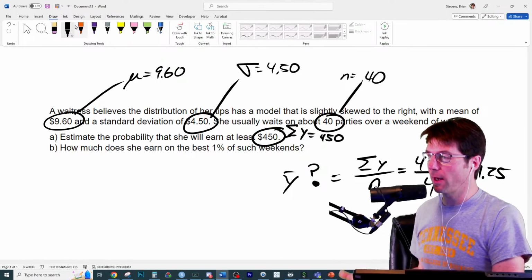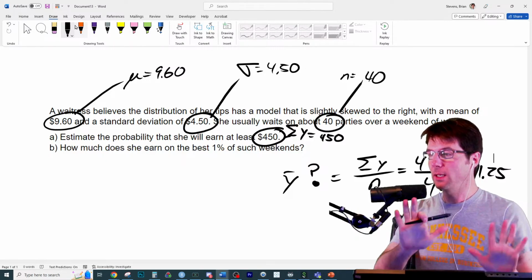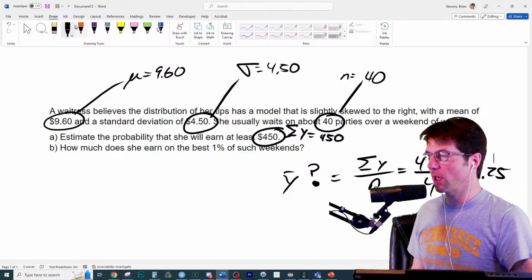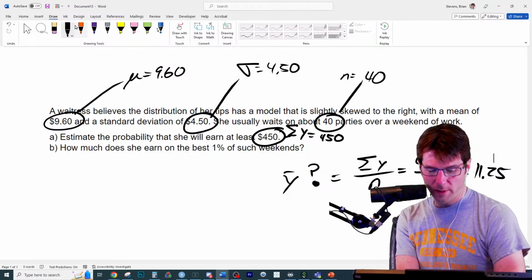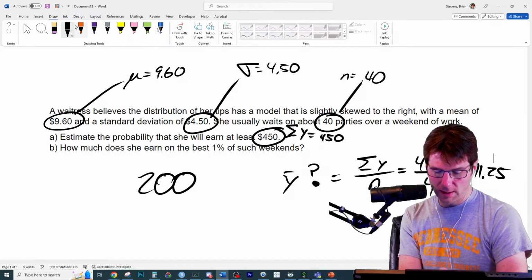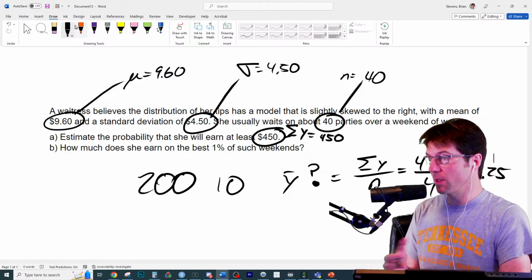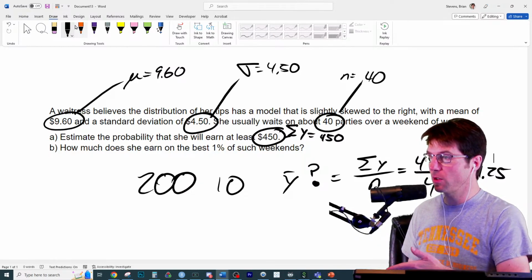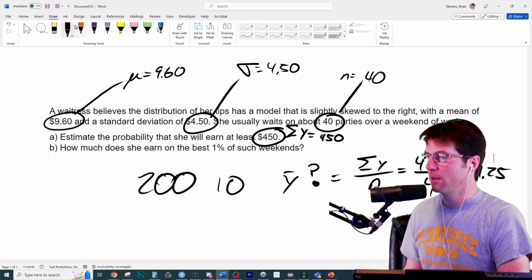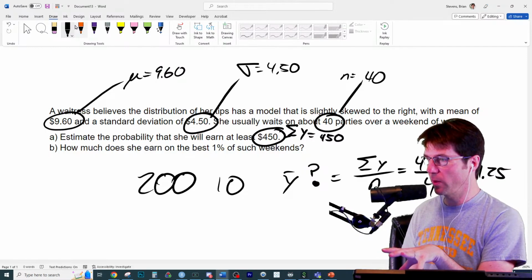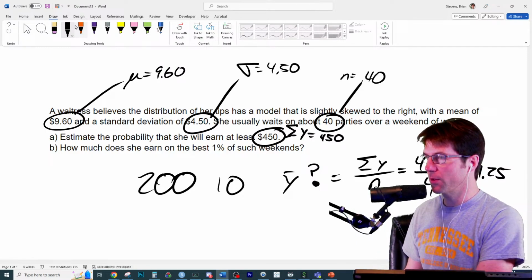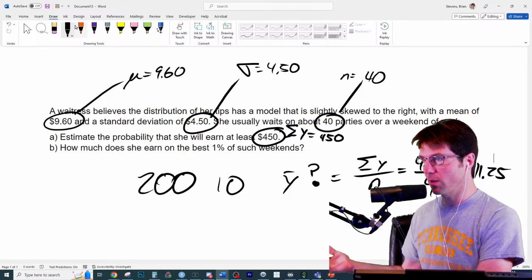If you are waiting tables and you're going to wait on 10 tables and you want to make $200, how much do you need to make on average per table? You'd have to average this amount per tip. So you have $200 you want to make over the weekend and you're only waiting 10 tables. You'd have to average how much? $20. Does that make sense?